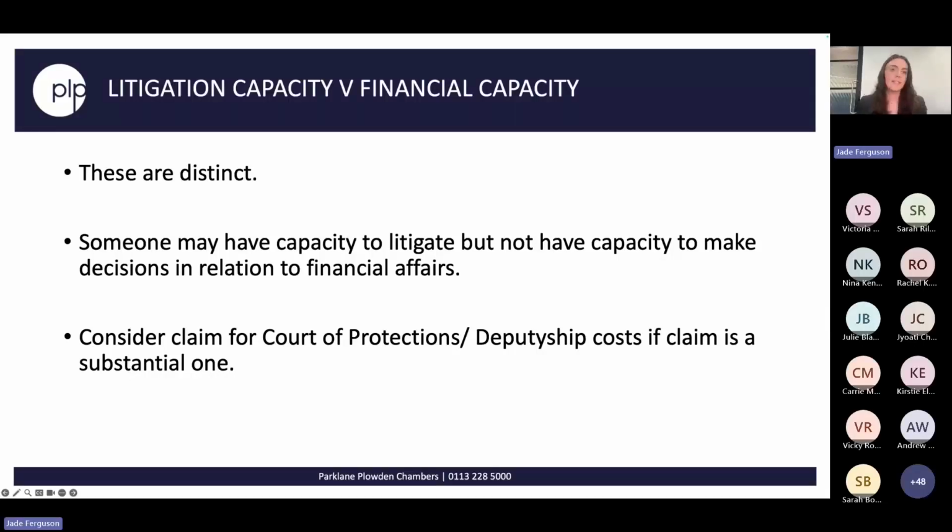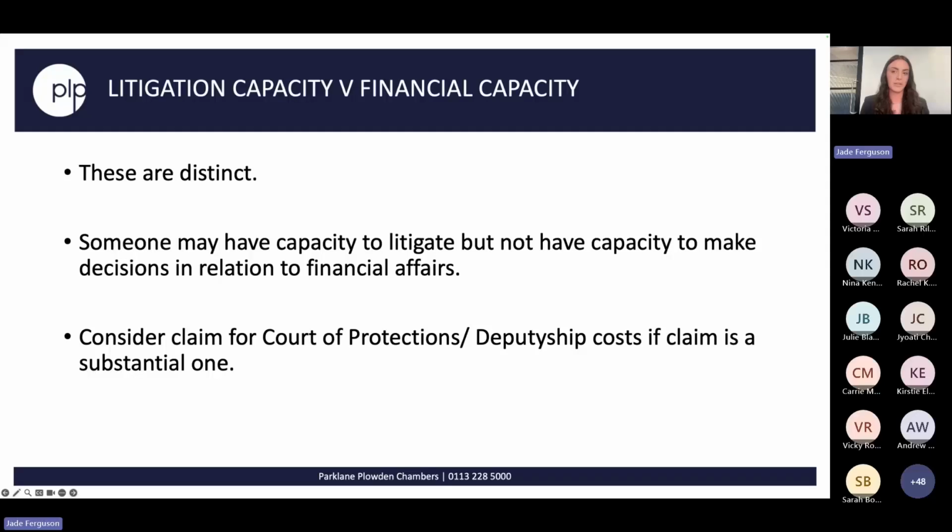Now, litigation capacity versus financial capacity. I just wanted to make the point that these two are distinct. It's vital to remember that capacity is domain specific, and someone can have litigation capacity and not financial capacity. So where a claimant does not have financial capacity and the claim is substantial, you should be considering a claim for court of protection deputyship costs.